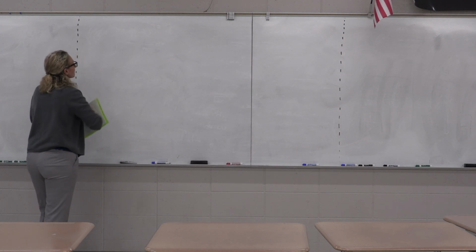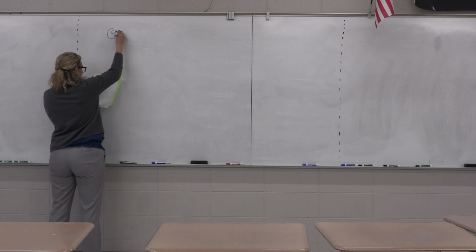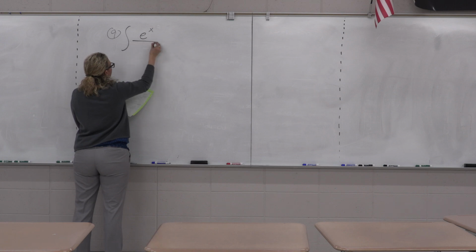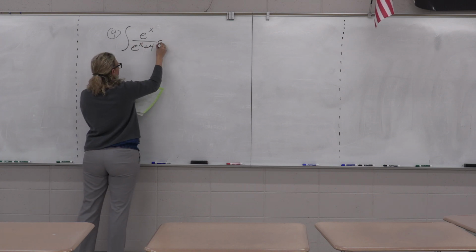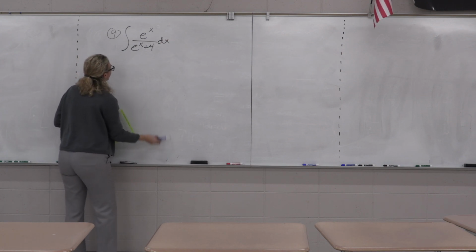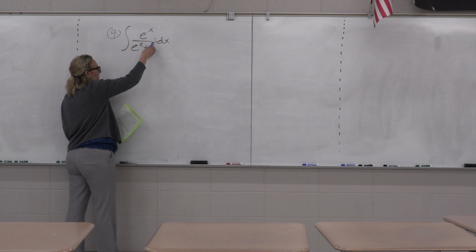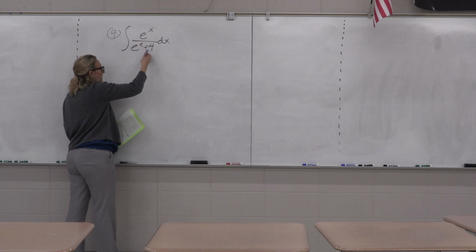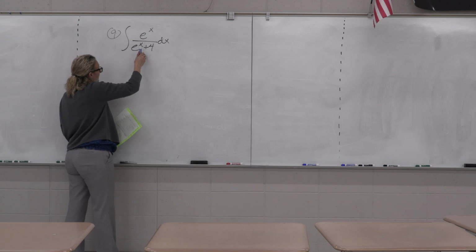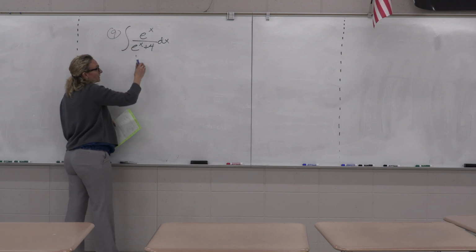Number 9. The integral of e to the x divided by e to the x plus 4 dx. So I can't, like in the last problem, divide and break it up into separate pieces because these are the wrong way. It's e to the x divided by the sum. If it was the sum divided by e to the x, then I can divide.